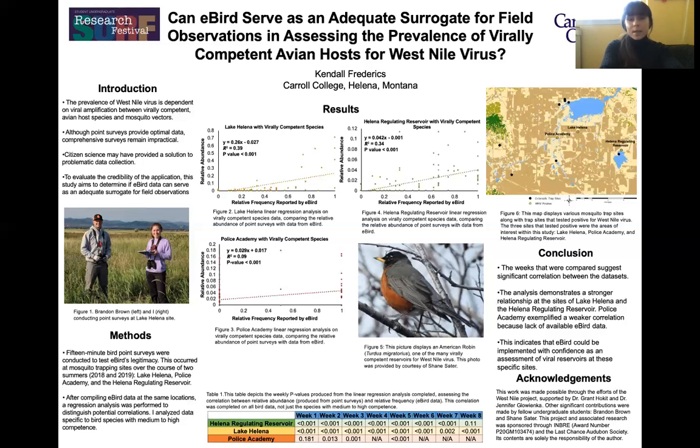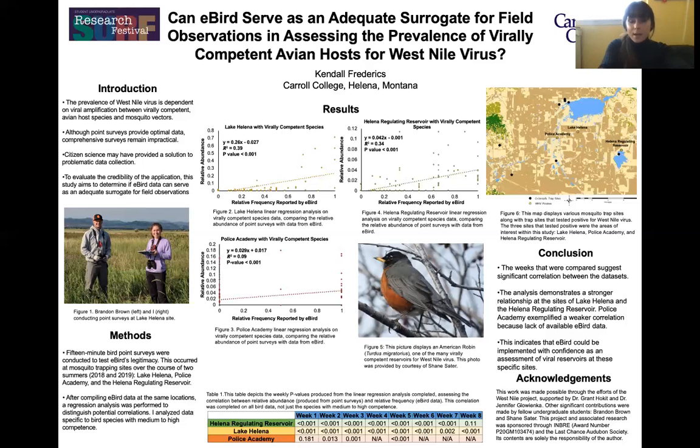With respect to methodology, 15-minute bird surveys were conducted in the field to compare with eBird's database. Over the course of 2 summers, 2018 and 2019, this data was collected at mosquito trap sites, and this includes Lake Helena, the Helena Police Academy, and the Helena Regulating Reservoir. And if you look towards this picture, you can see this is Brandon and I conducting the point surveys at Lake Helena, and I believe this was in 2018.